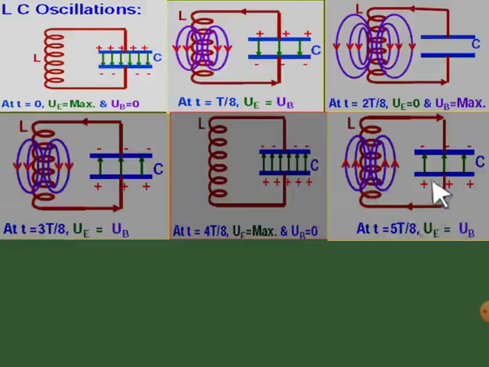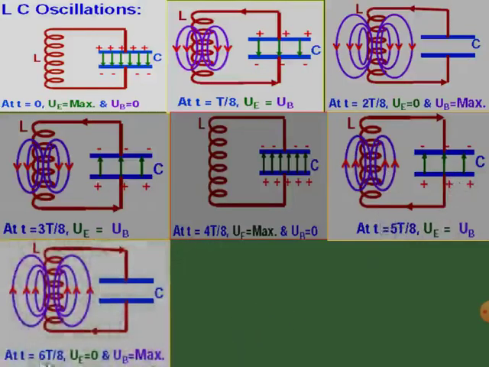Likewise, this will keep on discharging from the capacitor to the inductor, and at t equal to 6T by 8, the field energy inside the capacitor will be totally equal to 0, but there will be full magnetic energy stored inside the inductor. That means UB equals maximum.